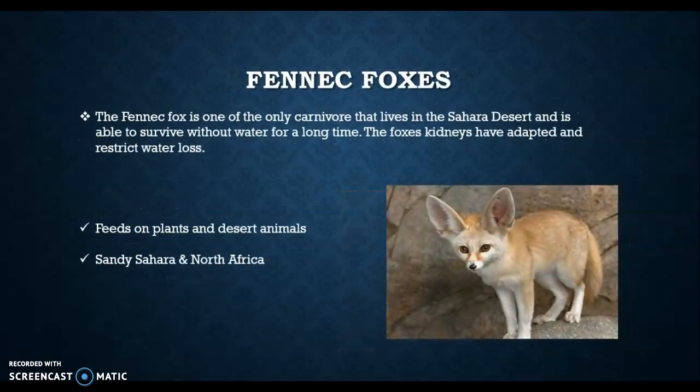Okay, so next is the fennec foxes. It is the only carnivore that lives in the Sahara Desert, and it is able to survive without water for a long time. The fox's kidneys have adapted and restrict the water loss. That's how they can survive without water for a long time, just because it has adapted. It feeds on plants and desert animals, and it likes to live in the sandy Sahara in North Africa.